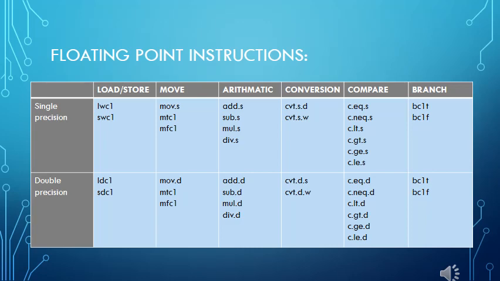Now this is a list of the operations that can be performed in floating point MIPS, and they are divided between single precision and double precision, and they are very similar operations as if we are dealing with integers.